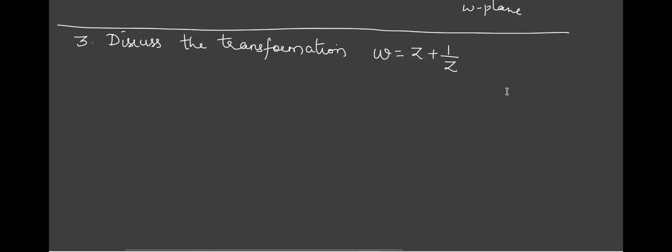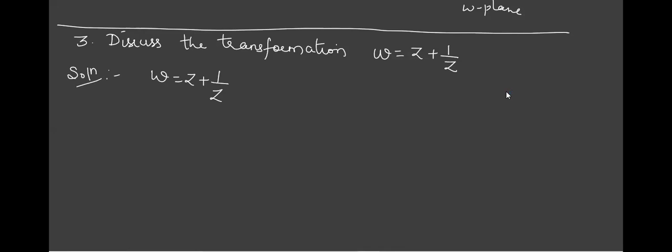So the third transformation, what we have to take is W equal to Z plus 1 by Z. Tell me what is the procedure, what we need to do first. Substitute Z. Yeah, our intention is we need to express it in the form U plus IV. Okay, for that we have to substitute.